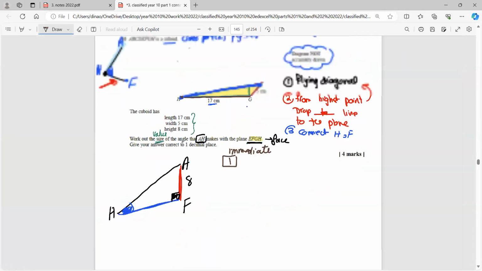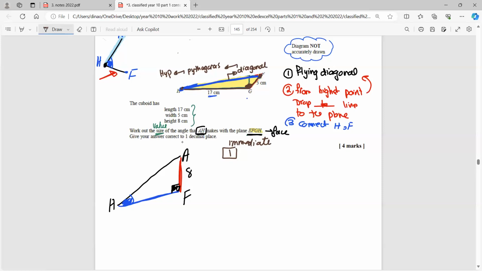So the first working out in this question is calculation of your diagonal, which is HF. Since it is a hypotenuse, I add the squares of the other two sides. And then I do the math. 5 squared plus 17 squared, I will get an answer of root 314. This is a surd. Preferably keep it as a surd, or if you prefer, you can always use the answer button.